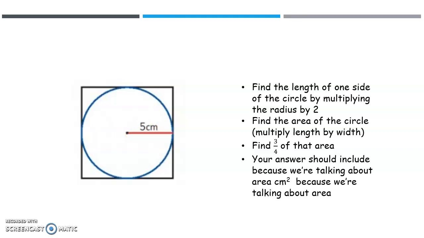So we need to multiply our radius by 2 because that will give me the full length of one side of the square. So 5 multiplied by 2 will give me 10. So now I know that one side of the square has a length of 10 centimetres. Then all I have to do is the exact same as what I've been doing before. I'm going to find the area of my square by multiplying my length by my width, so 10 multiplied by 10. And then I'm going to find 3/4 of that to find the area of the circle.